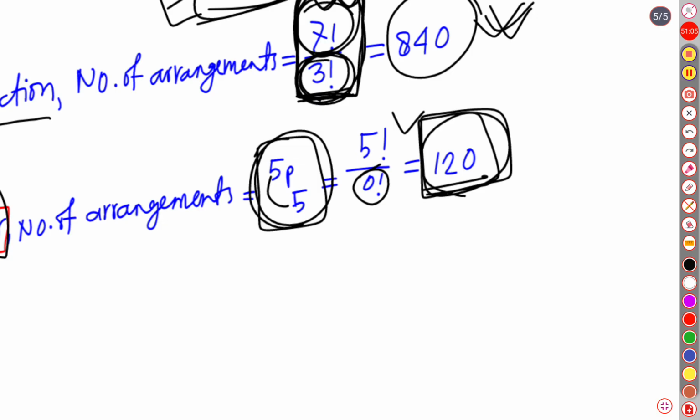But we have not forgotten that the question says that the r's cannot be together. What have we found? We have found that all r's are together. They told not all together. So we will just subtract. All together means they cannot be in one group. First, we have found the number of arrangements considering them in one group. Now, if they are one group, this is the number of arrangements. But initially, without any restriction, we have got 840.